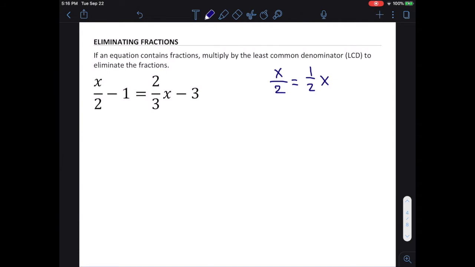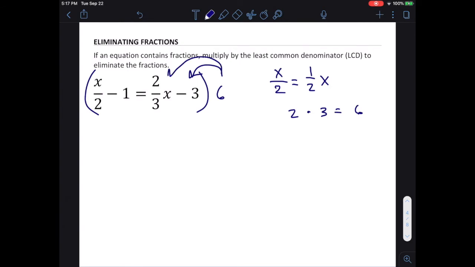But what I'm going to do to eliminate the fractions is I'm going to multiply this entire problem by the least common denominator of the 2 denominators. So when I say that, if I have 2 and a 3 for my denominators, the easiest way to find the least common denominator is just multiply them together. So if I multiply those together and I get 6, that's my least common denominator. So what I'm going to do is I'm going to distribute a 6 to every single term in this equation. And I'm going to distribute backwards.